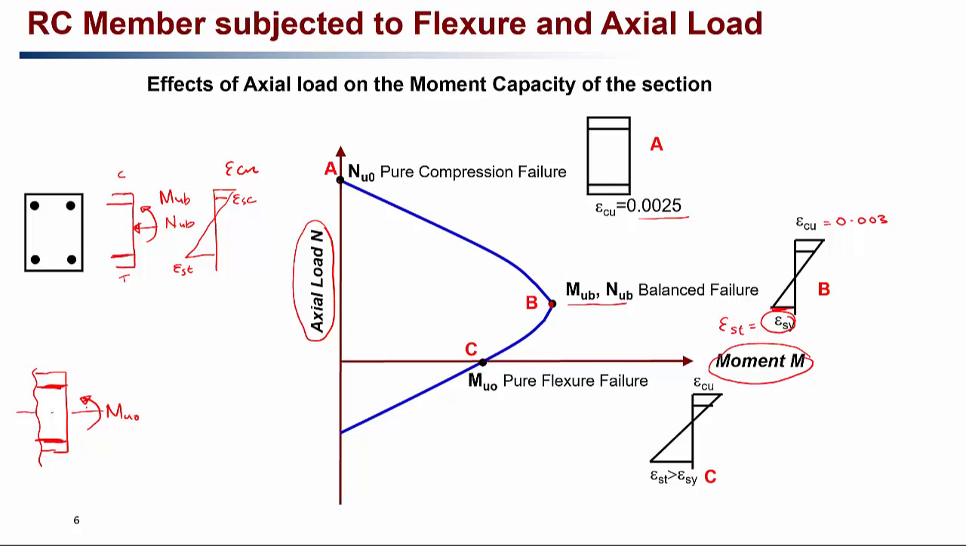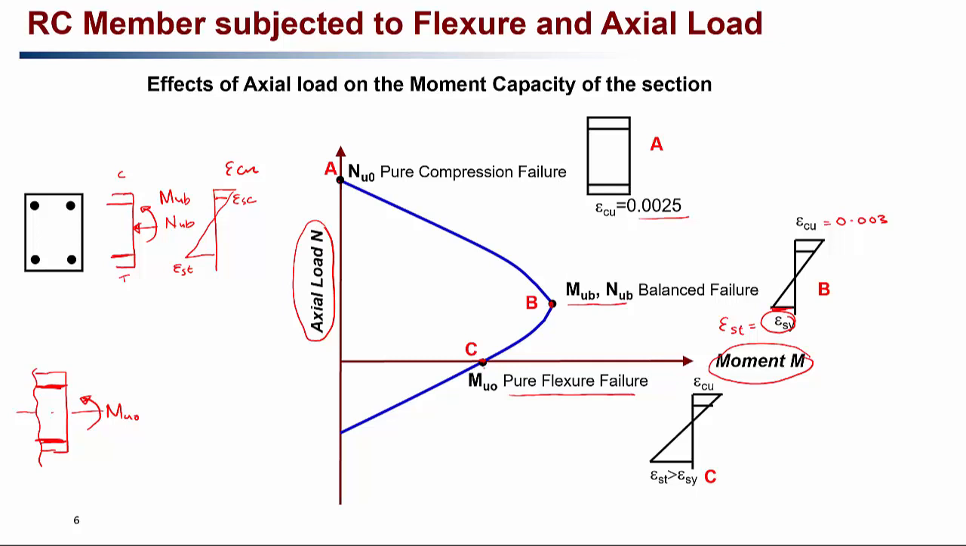So we can find out the pure flexural capacity of a doubly reinforced section, because there is reinforcement in compression as well as in tension. We can find out Mu0, and that Mu0 will give you this point. That point is our third point of interest, called the pure flexural failure capacity of the column. Right, so we now have three points of interest, A, B, and C.